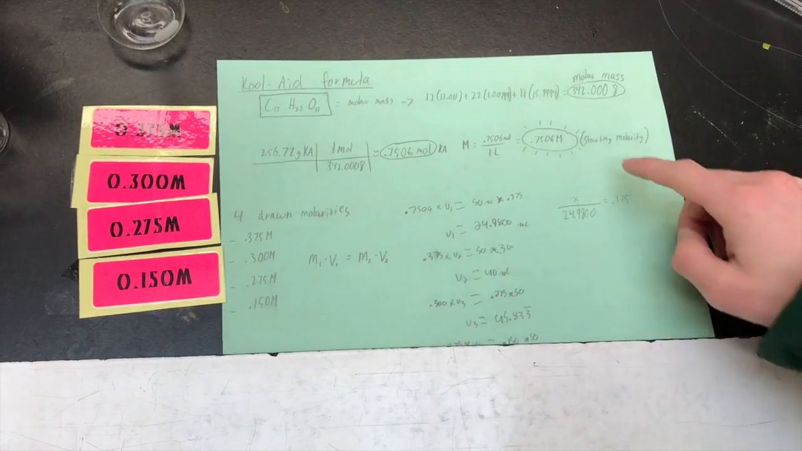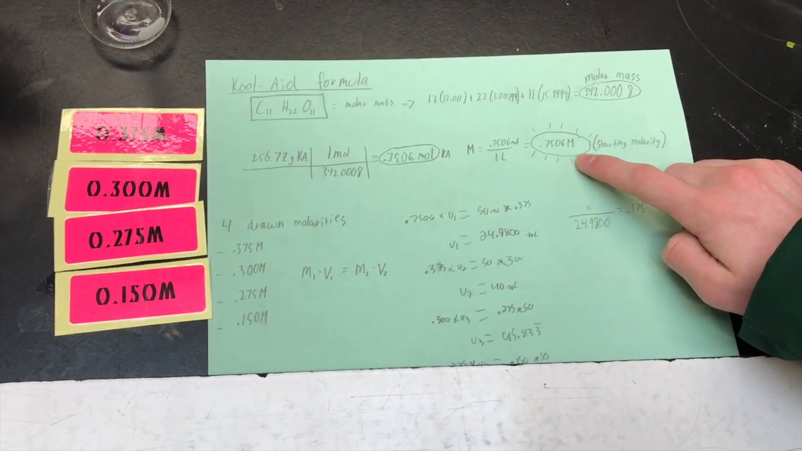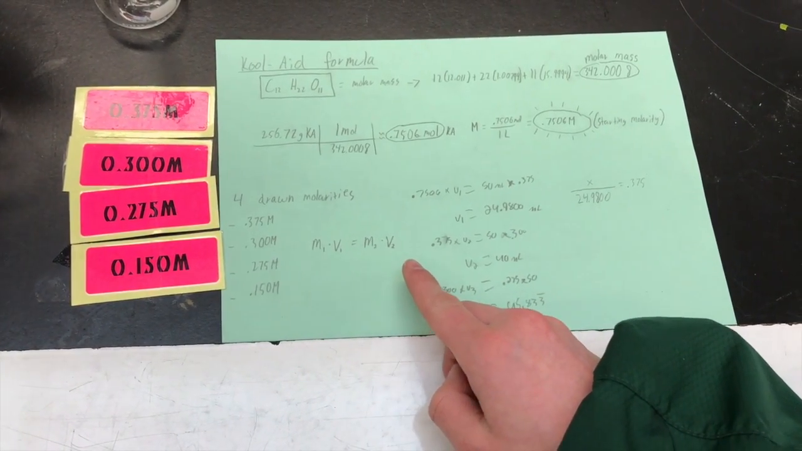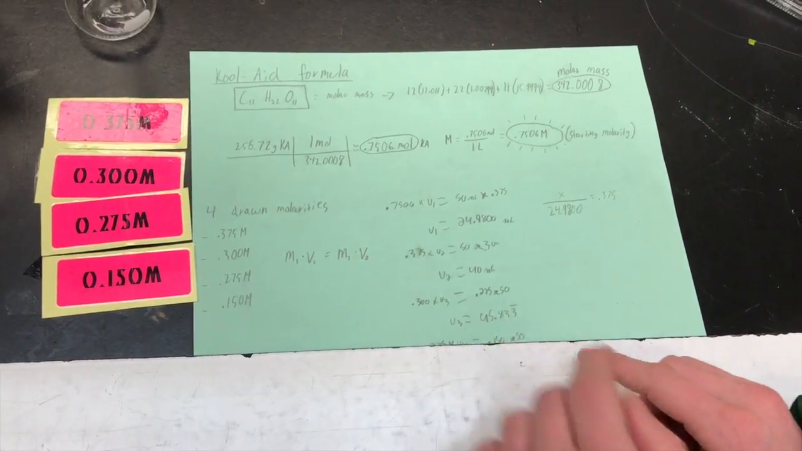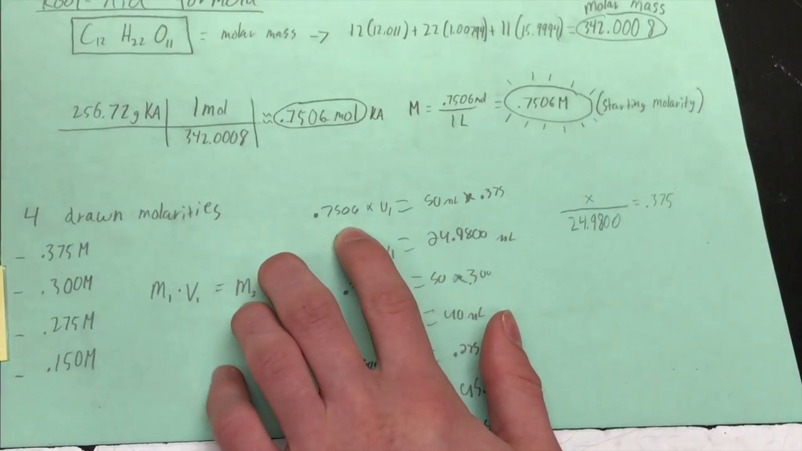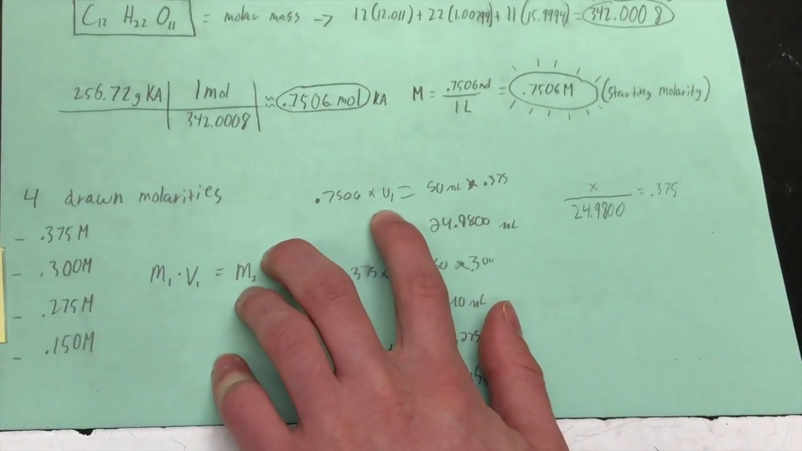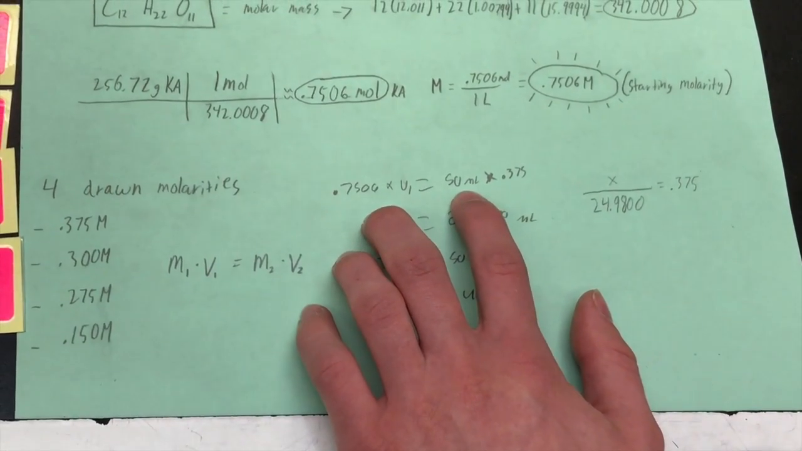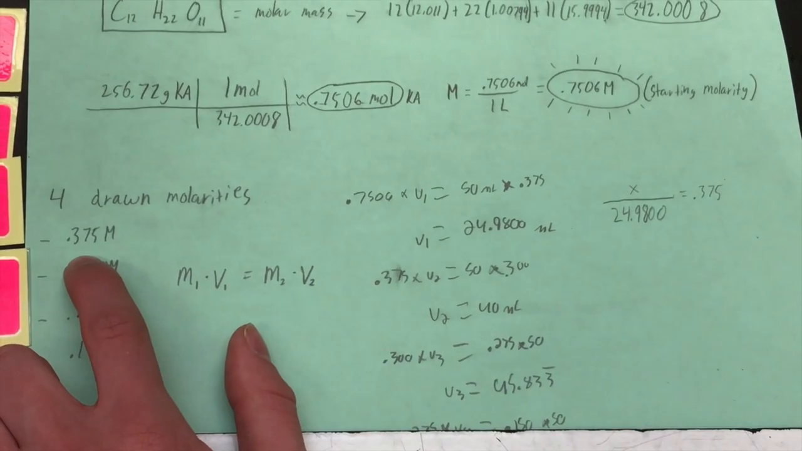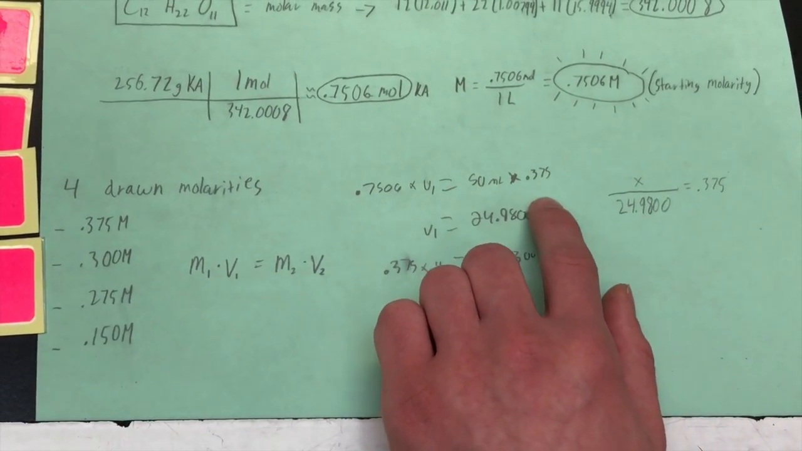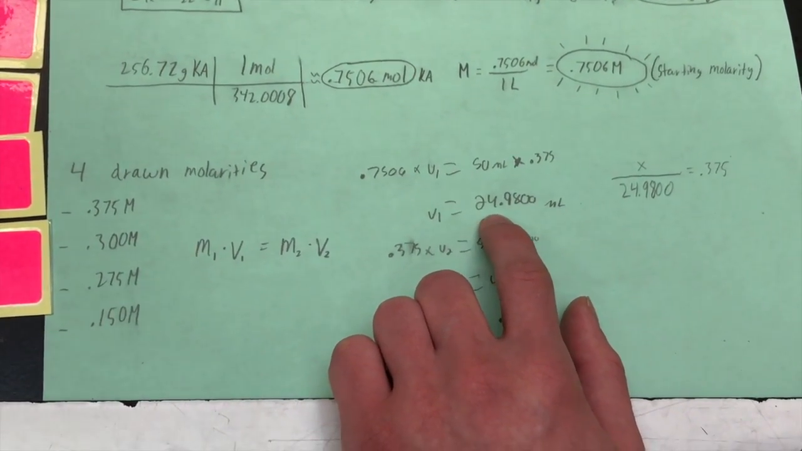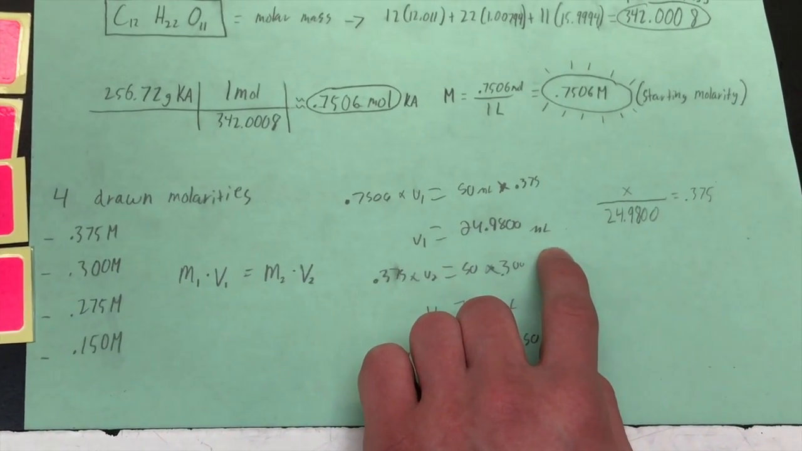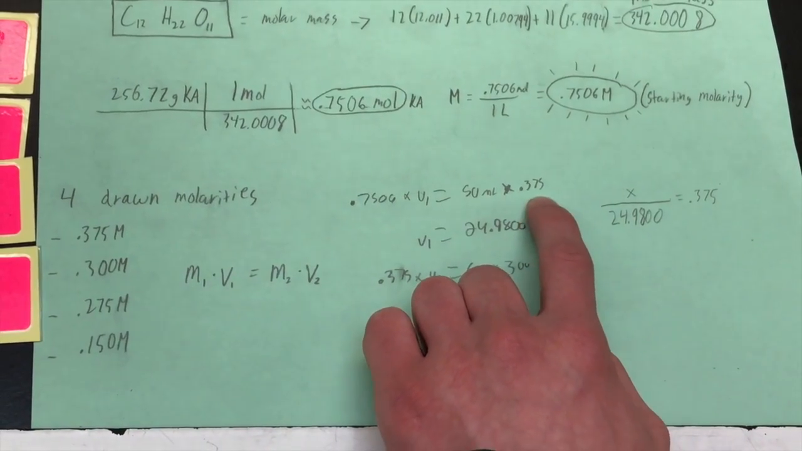Okay, so now we're going to get to the calculations portions. We know our starting molarity is 0.7506. Using the equation M1 times V1 equals M2 times V2, we can use our starting molarity, 0.7506, times our volume, which we don't know, so that's what we're going to solve for. But we know we want to obtain 50 milliliters of our highest molarity, which is 0.375. If we do the work, it comes out to be 24.9800 milliliters of our concentrated Kool Aid to create 50 milliliters of our 0.375.